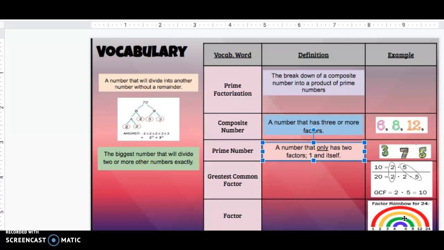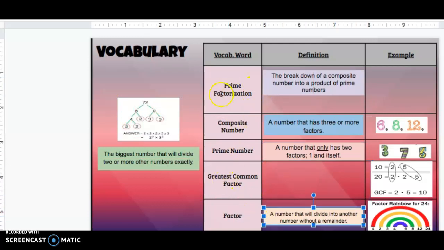So for instance, if we were looking at 12, you would do your rainbow factor trees. Your factors of 12 are 1, 12, 2, 6, 3, and 4. The way I got those is because 1 times 12 would be 12. 2 times 6, that's another set of factors that I actually forgot. 2 times 6 is 12. 3 times 4 is 12. Those are all factors because they all equal 12 when they're multiplied together without having a remainder. So that is what a factor is.